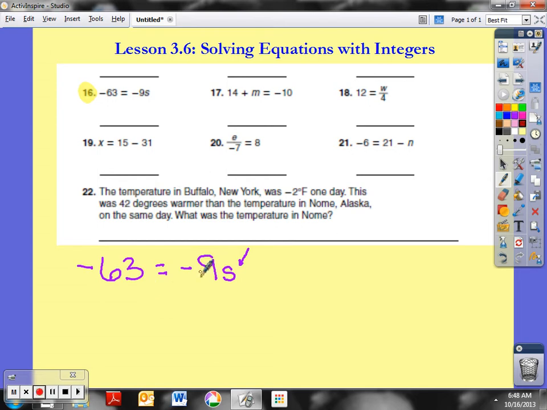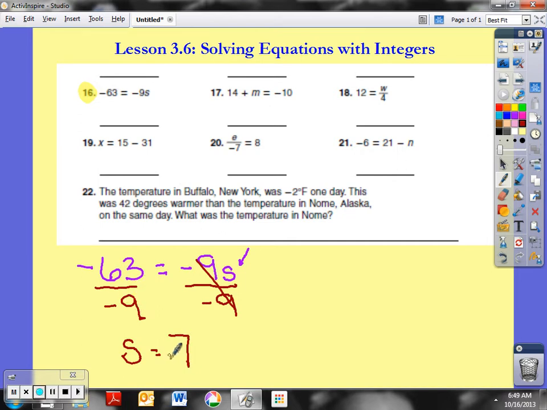Well, I know the inverse of multiplication is division. And whatever I do to one side of this equation, I must do to the other. I want to keep this balanced. So I'm going to divide both sides by negative 9. Okay, a negative divided by a negative, that leaves me a positive s, which is what I want. I just want 1s. So I have negative 63 divided by negative 9. And I'm thinking to myself, what times 9 gives me 63? That would be a positive 7, because we have a negative divided by a negative, it gives me a positive.